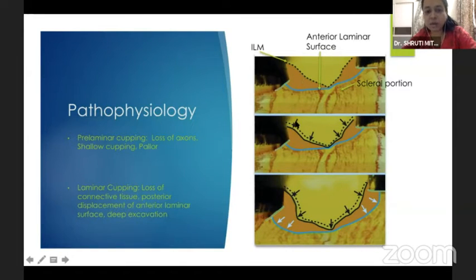In cases of prelaminar cupping, there is loss of axons in the prelaminar portion, and this results in a backward shifting of the internal limiting membrane as seen here. The cup that presents to us is a shallow cup, and there is pallor due to loss of axons. This is usually seen in neuro-ophthalmic cases.